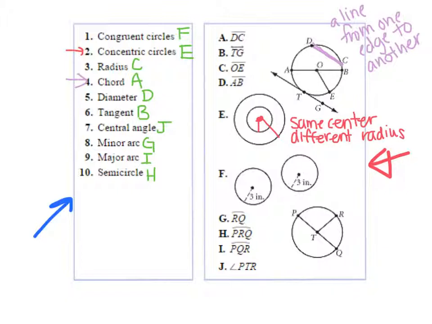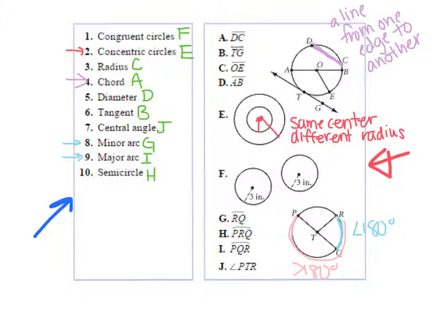The next ones I'd like to go over are major arcs and minor arcs. So the minor arc is smaller than 180, and a major arc is greater than 180. So the minor arc is from R to Q, and the major arc is from P to Q to R, and that's greater than 180 degrees.